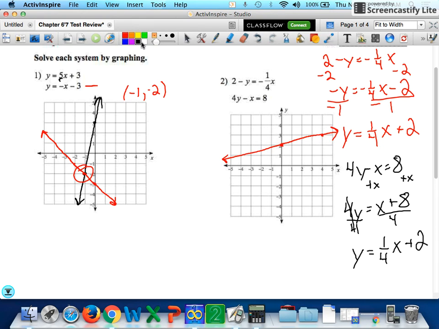Then when I go to graph the black one, I see, oh, starting at the same spot. And what do you know, we've got the same slope. So those are actually the same exact line. Therefore, I have an infinite number of solutions.